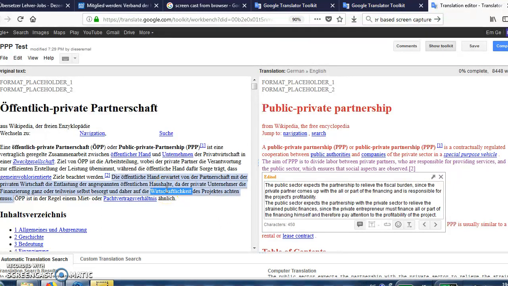So in Germany, there's a nuance to the word Wirtschaftlichkeit, which is not Rentabilität, the literal translation of profitability, but in English, profit is not such a nasty word, although some people may think so. What we mean is it's just not supposed to make a loss. We could also say financial sustainability or whatever, but we don't need to make it overly complex. So the public sector expects the partnership to relieve the fiscal burden, since the private partner comes up with all or part of the financing and is responsible for the project's profitability.